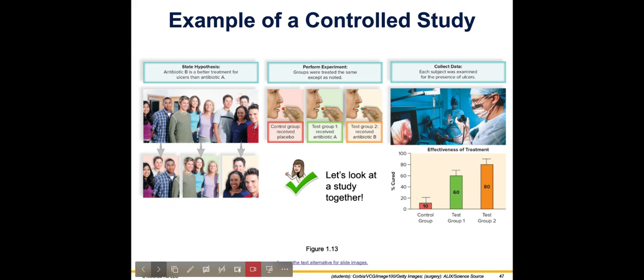Then we've got test group A, which is getting antibiotic A, and test group B that's getting antibiotic B. We're going to give them this medication, and then we're going to do an endoscope to see their stomach ulcers. And then we can graph our data, and we see that in the control group, only 10% of the people were cured of their ulcer, 60% in group A that got antibiotic A, and 80% in group B that got antibiotic B. And we would say then that antibiotic B is better at treating ulcers than antibiotic A.